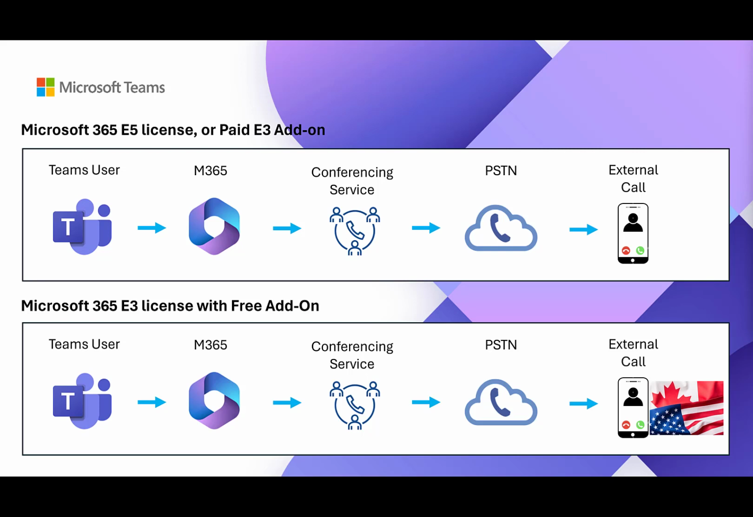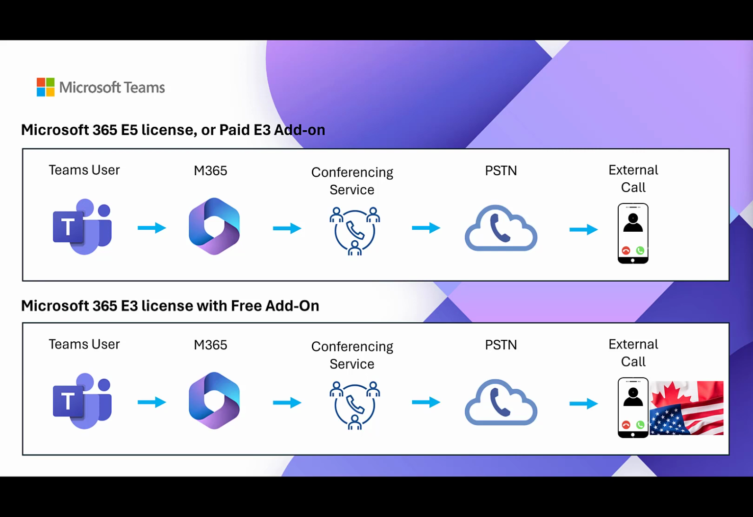Here's a quick diagram to step through how exactly that works. If you're E5 licensed or using the paid E3 add-on service, when you make an outbound call during a Teams meeting using the audio conferencing service, your client utilizes the conferencing service inside of M365. It connects the call to the PSTN and places that call to the external user, such as a mobile or a landline phone. That works fine with the paid add-on or E5 license.